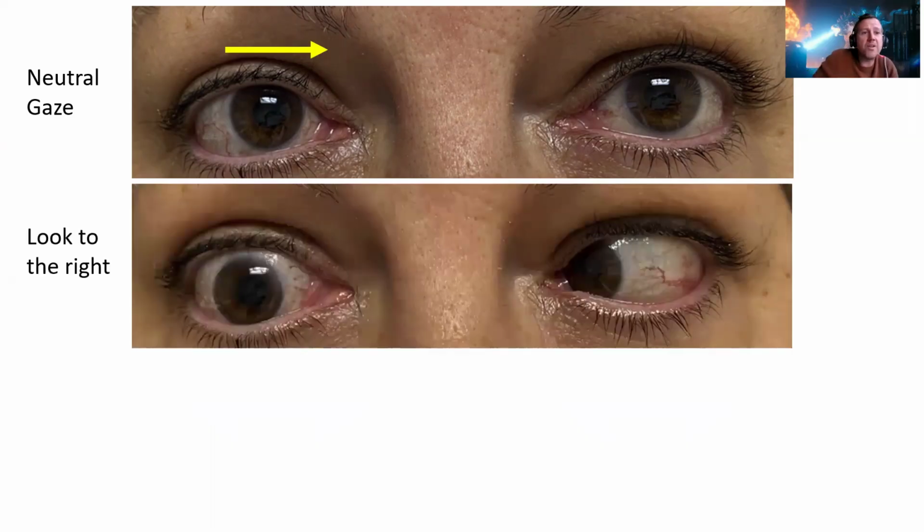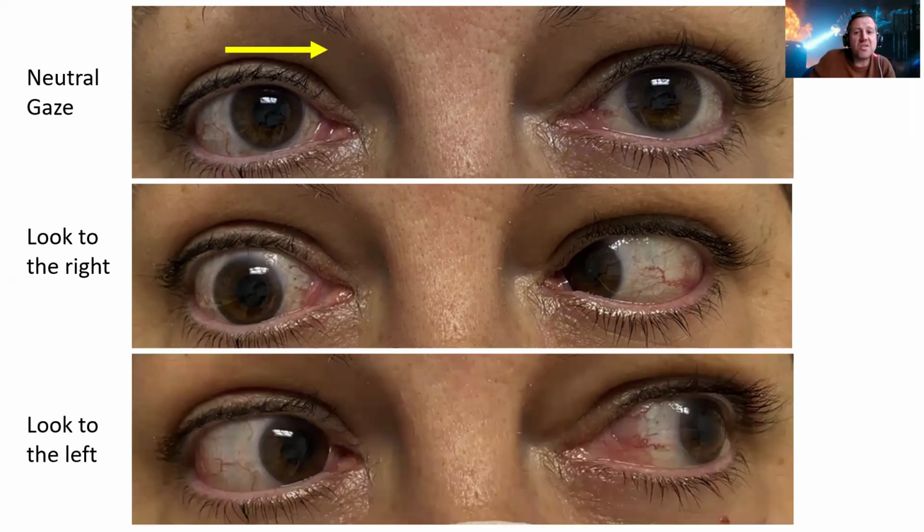When the patient is asked to look to the right, the eye cannot abduct, so it does not abduct as it should. And when the patient is asked to look to the left side, well, no problem there, because the medial rectus muscle is innervated by the oculomotor nerve and not by the abducens nerve.